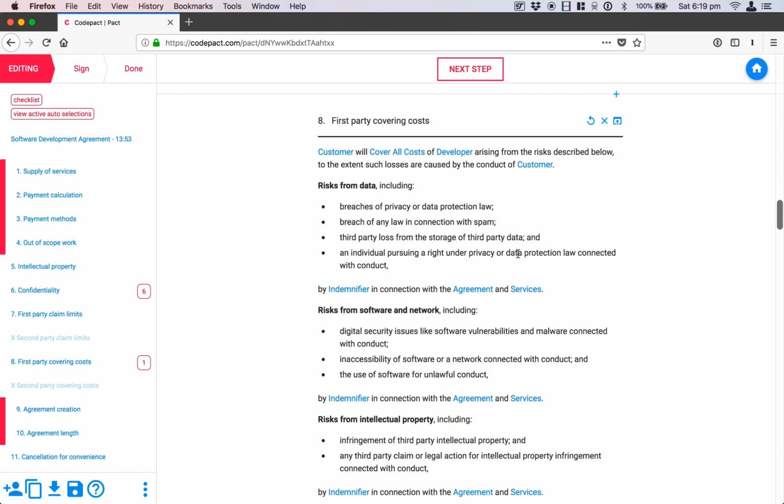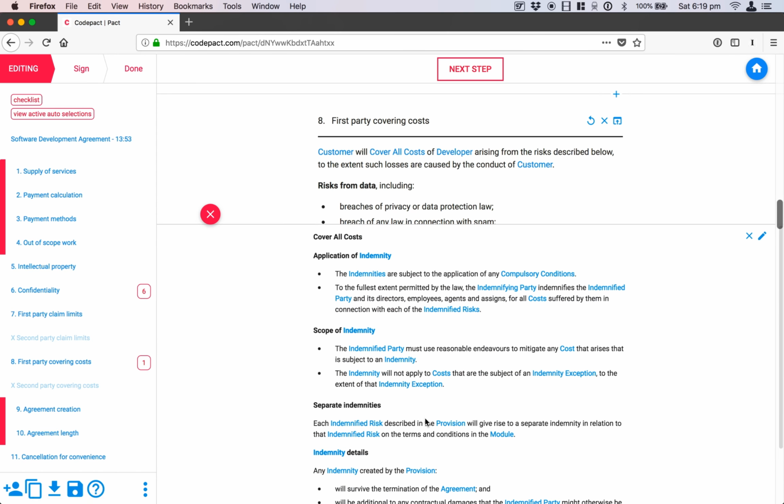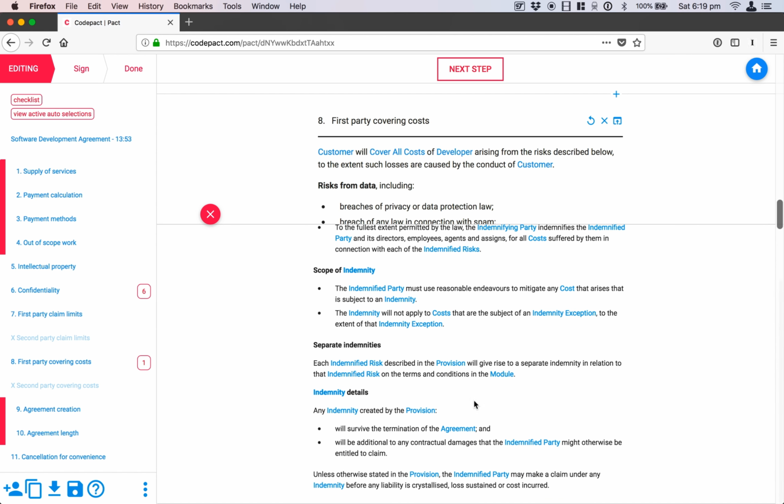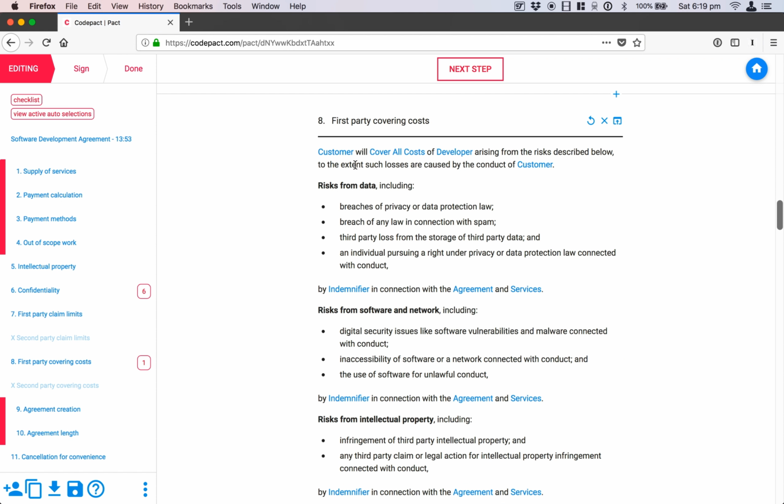Of course, finally, we can do the same thing in respect of indemnities. Rather than setting out things like that indemnities survive the termination of the agreement and that the indemnified party can make a claim before any liability is crystallized, we can just say that the customer will cover all costs of the developer arising from the risks described below. We could even put these risks into a clickable definition.